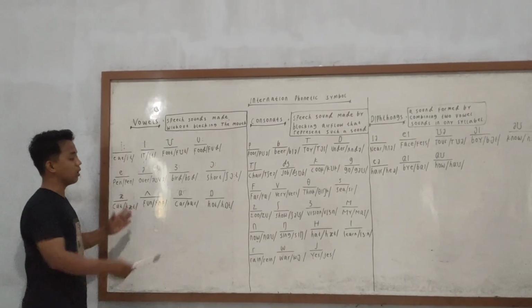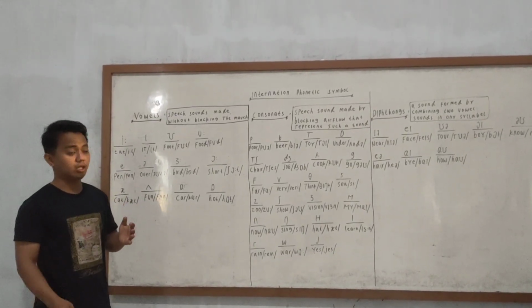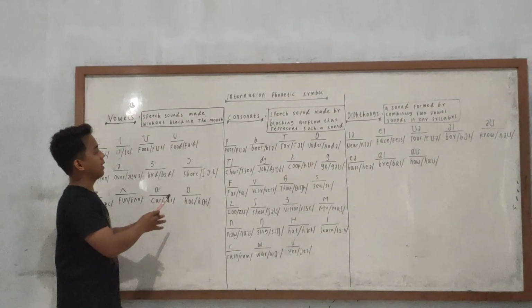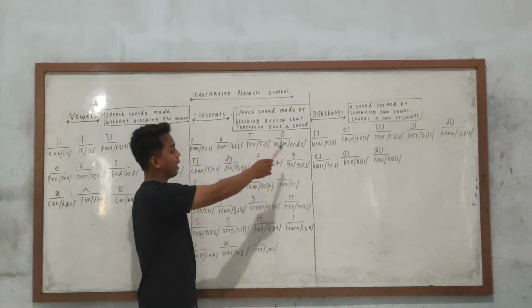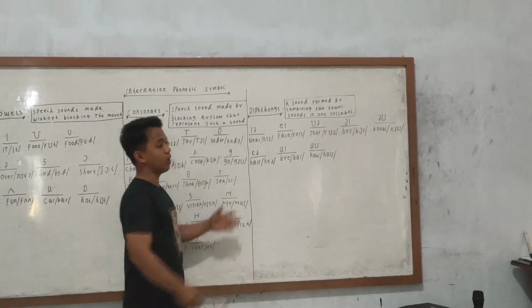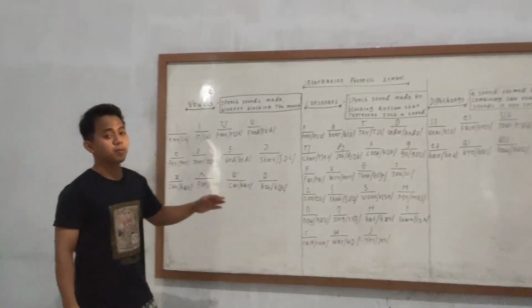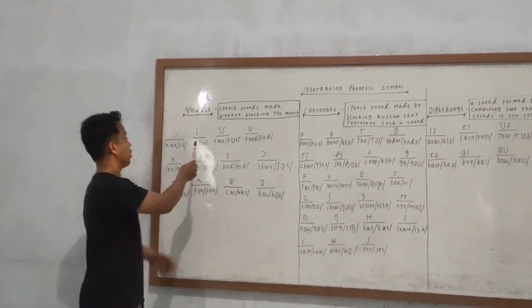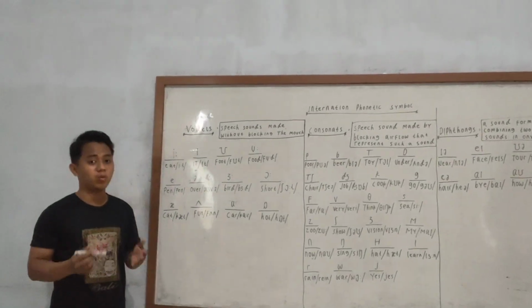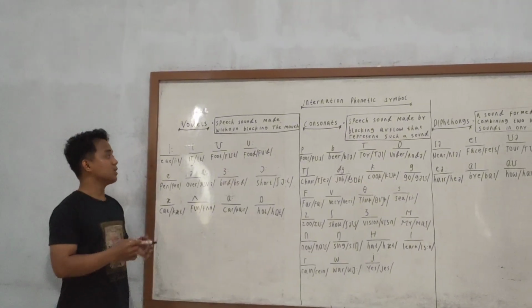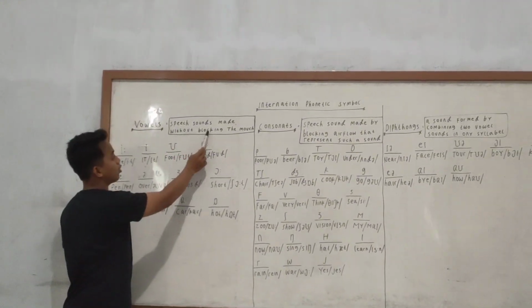There are three sections. The first is vowels, the second is consonants, and the last is diphthongs. So we are going to explain them one by one. Let's start with the vowels. So what are vowels? Vowels are speech sounds made without blocking the mouth.